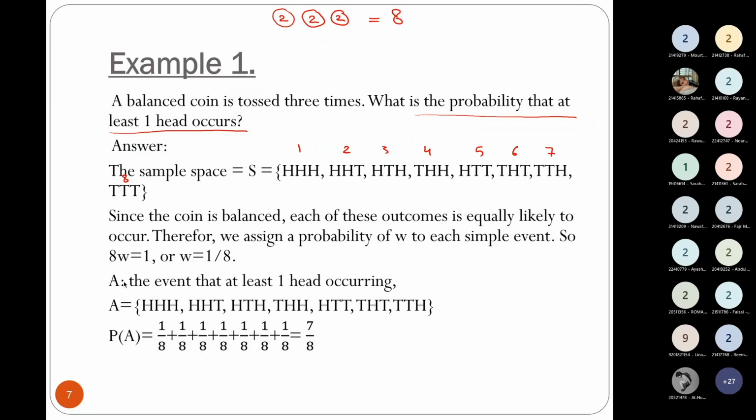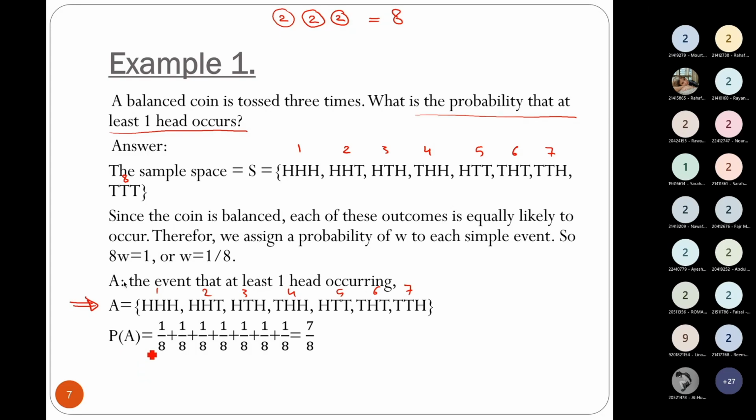This means the event A, at least one head occurs. We have 1, 2, 3, 4, 5, 6, 7. In the last outcome we don't have a head, but in the 7 outcomes we have H. So we have 1, 2, 3, 4, 5, 6, 7. So the probability of A, because this is the intersection between them, each event or element of outcomes equals 5.